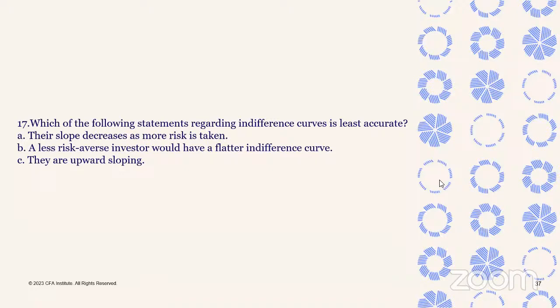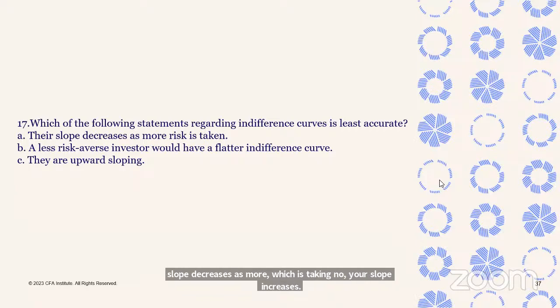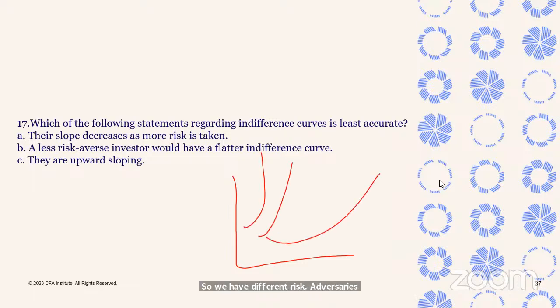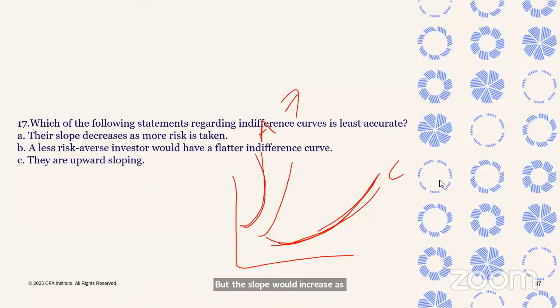So the one that is least accurate is saying that your slope decreases as more risk is taken. No, your slope increases as more risk is taken. So the least accurate is A. Let's try this graphically. We have different risk aversions. This person, A, has taken on more risk than C. So a less risk-averse person would have a flatter indifference curve that is all upward sloping, but the slope would increase as more risk is taken. So the answer is A. I see some people took A, some took B, some took C, but the answer is A. Your slope increases as more risk is taken, not decreases.